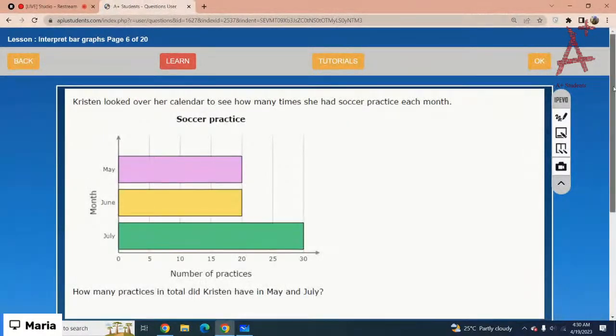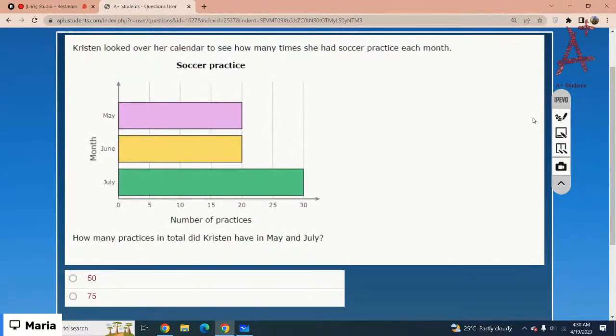Okay, the next one is Kristen looked over her calendar to see how many times she had soccer practice each month. How many practices in total did Kristen have in May and July? You need to calculate the total practices. Got it? So in May the number of practices is 20, and in July they are 30. You need to add them. So 30 plus 20 is 50.